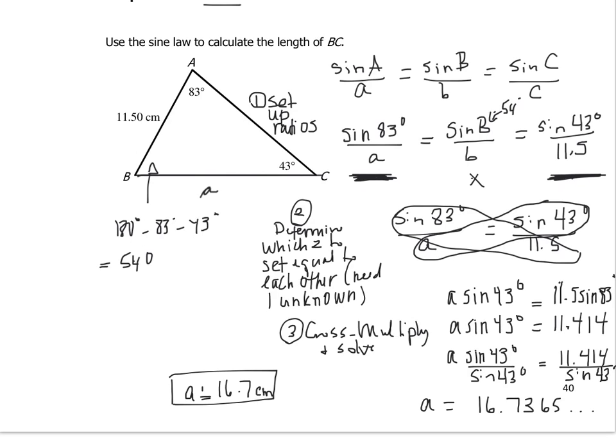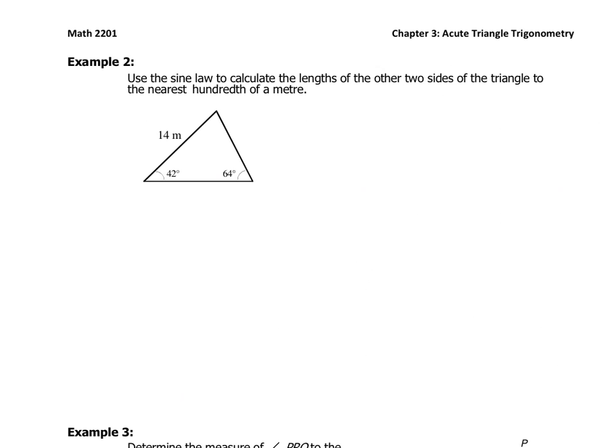Okay, so let's try the next question now. All right, so example 2, we have to use the sine law to calculate the lengths of the other two sides of the triangle to the nearest hundredth of a meter. So if you want, you can label your triangle, and I'm just going to deliberately label with different letters this time than A, B, and C. After a while, you probably won't even have to label the triangles at all.